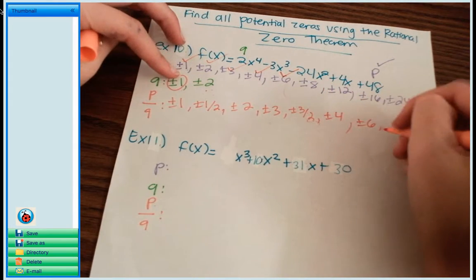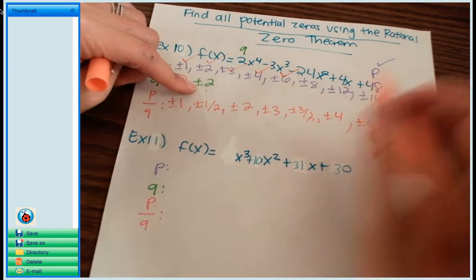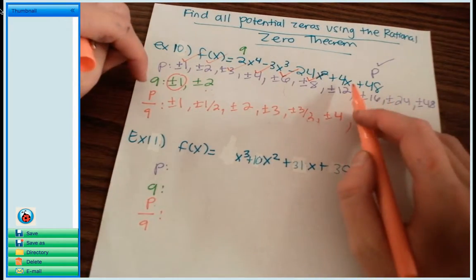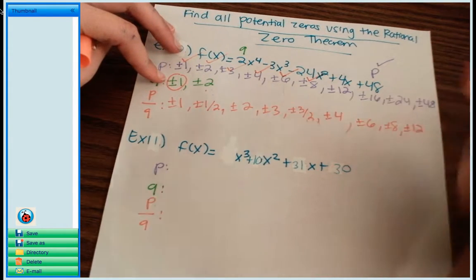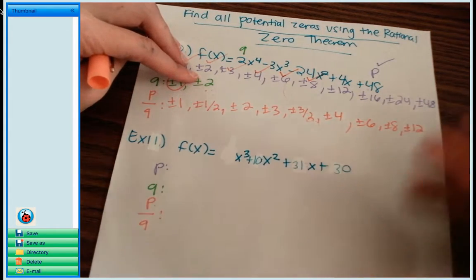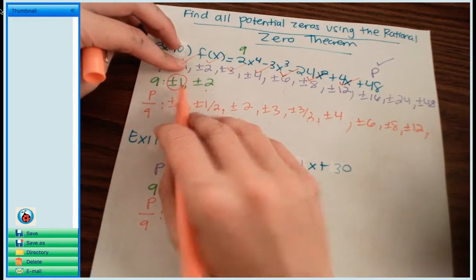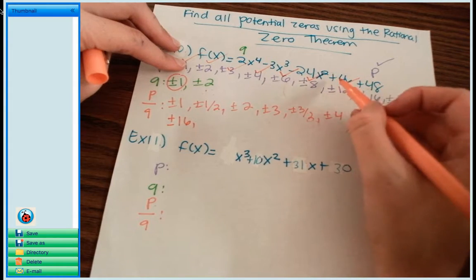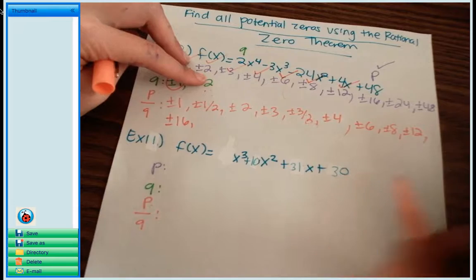8 divided by 1 is 8. And 8 divided by 2 gives me 4, but I already have it, so I don't have to write it. Moving on to 12. 12 divided by 1 is 12. And 12 divided by 2 is 6, but I already have it, so I don't have to write it. Alright, 16 divided by 1 is 16. I'm going to keep writing them down here. 16 divided by 2 is 8, but I already have it.